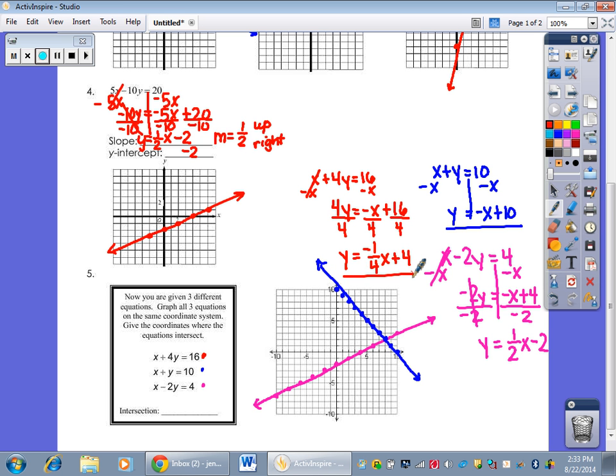And our third line was negative 1/4 x plus 4. So we're going to begin at 4, go down 1 and to the right 4. Down 1 to the right 4, and it ends up being this point right in the middle. So this point right here is our point of intersection. If I were to figure out that point, I'm going to figure out the x and then the y, so that's 6, 7, 8, comma, 1, 2. So my point of intersection is at (8, 2).